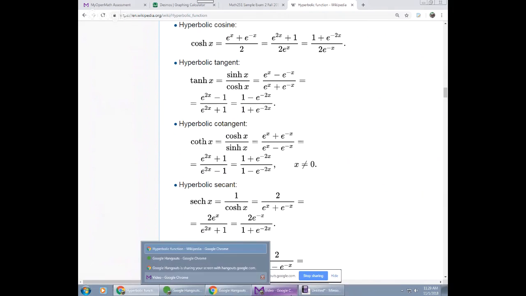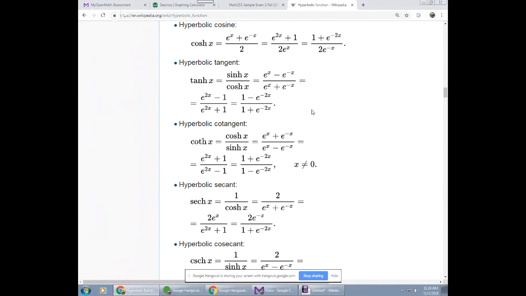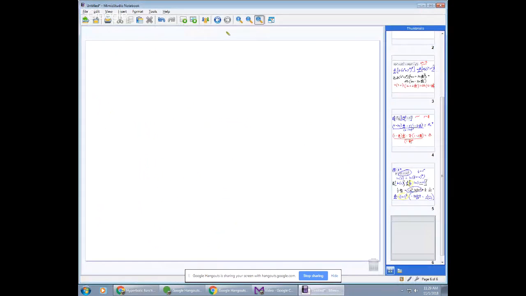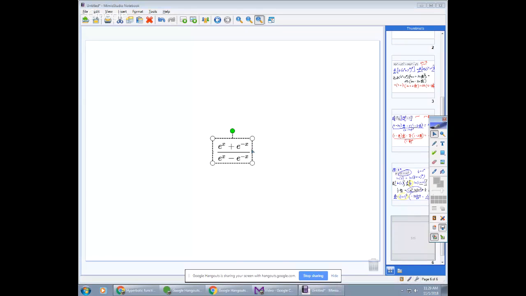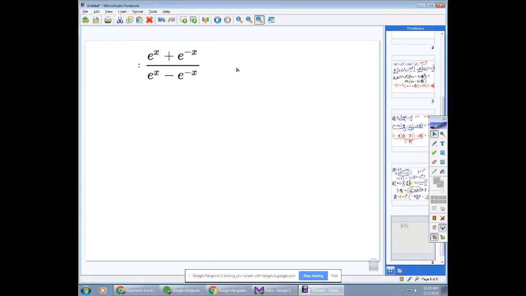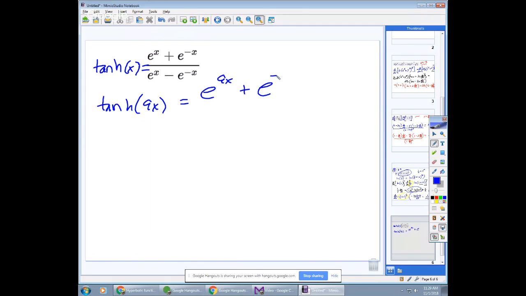So let's see. I'm going to screenshot that. Where's my whiteboard? My tools disappeared. There they are. All right, so I'm going to grab this version right here. That is what they call tanh of x. We want tanh of 9x. So the hyperbolic tangent of 9x is just putting a 9 into the x there. So e to the 9x plus e to the negative 9x, over e to the 9x minus e to the negative 9x.